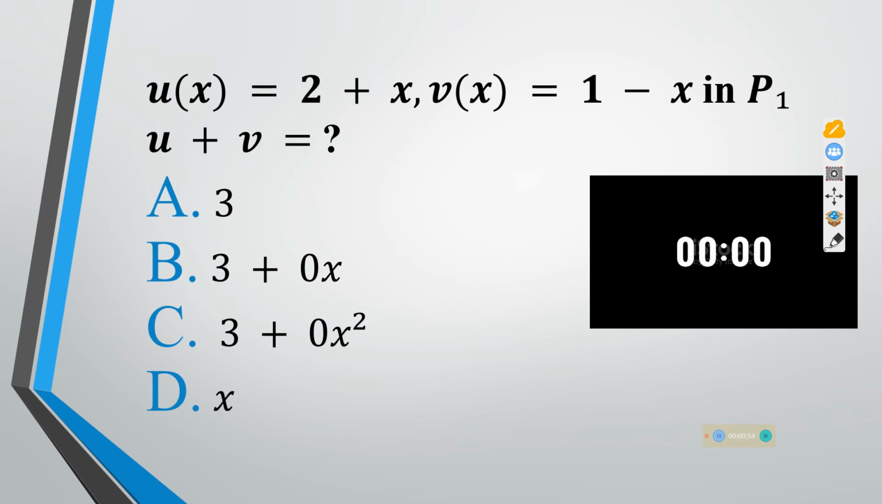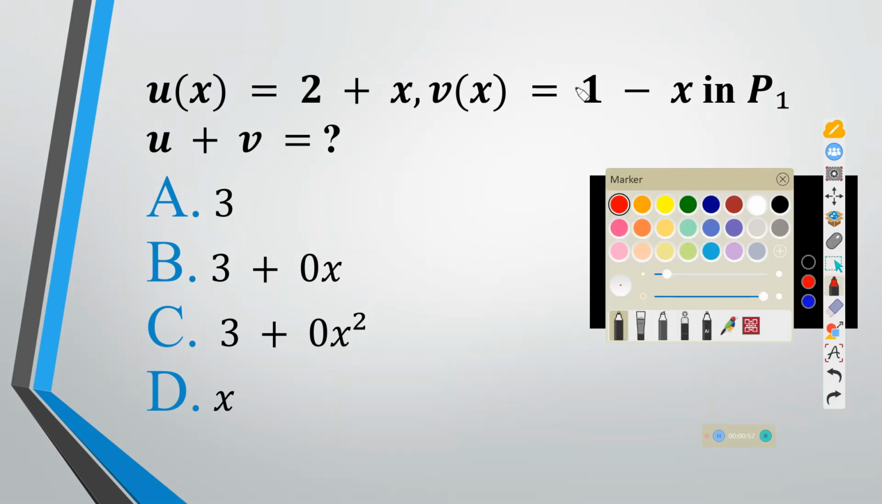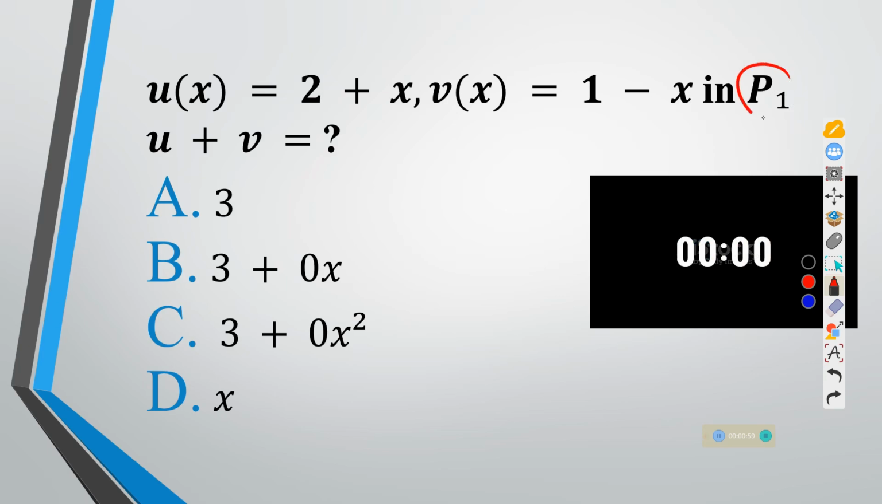So here we are looking at u and v being polynomials from a polynomial space of degree 1. This is a polynomial space of degree 1. So we are looking at u plus v. So we shall have u is 2 plus x, and we are adding there 1 minus x. So this will give us 3, and x and minus x will give us 0, so that is 0x. So this is B.